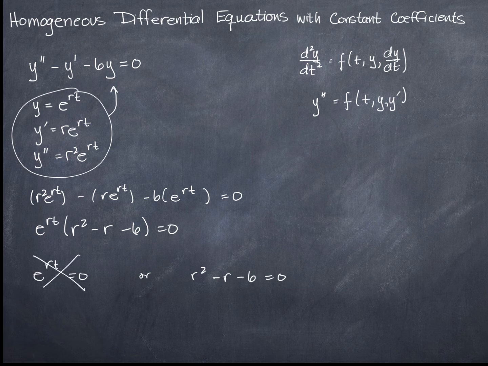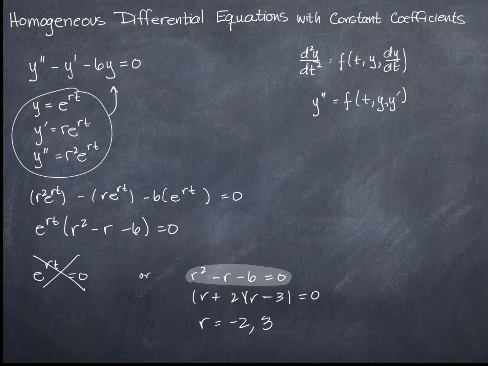But this has a solution. Let's see, I think I'll just factor. I think this factors. I'm going to get r, I think 2 and 3, minus 3, but plus 2. So r equals negative 2 or 3 are two of my solutions. Those are two solutions to this equation here.